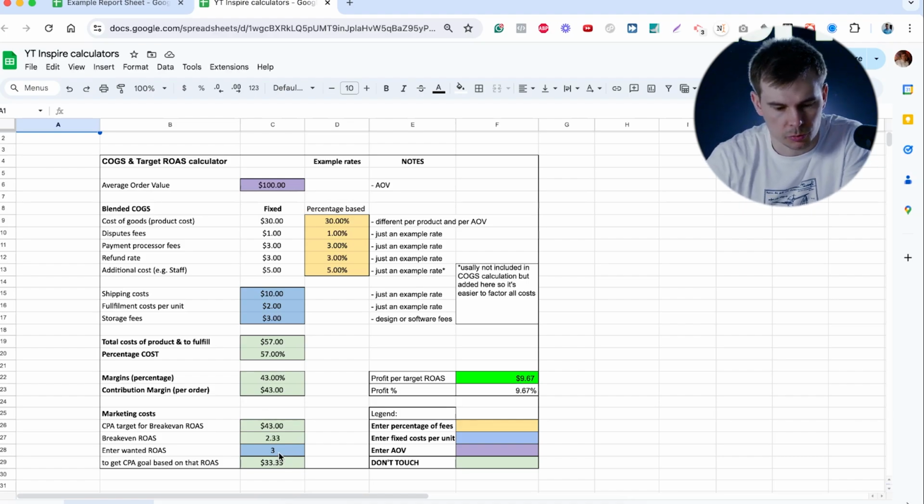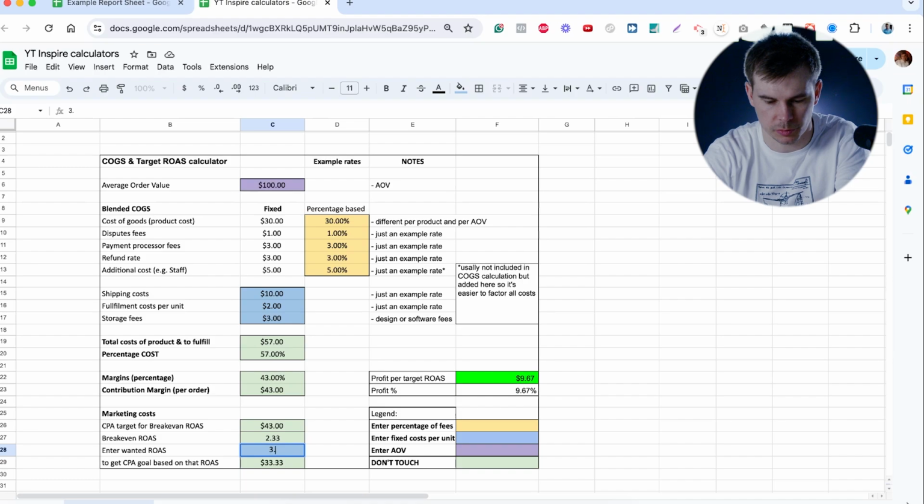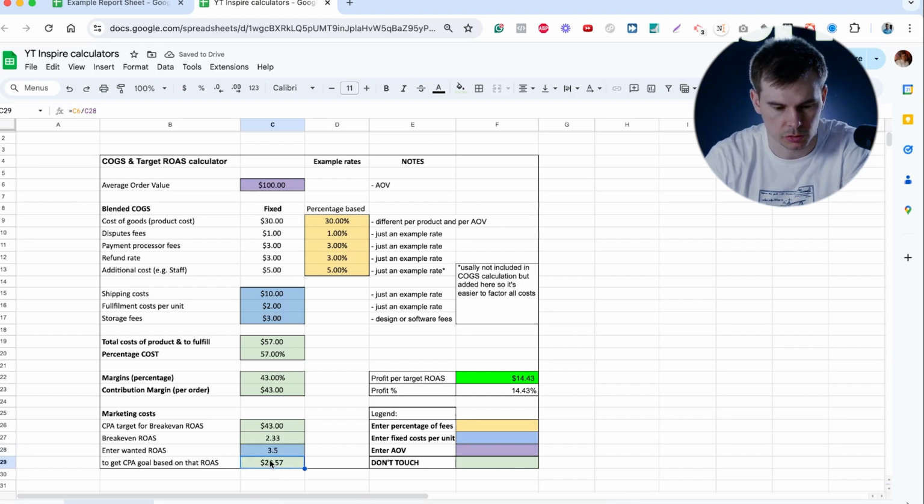So you want to put here what your target ROAS should be. And when you put that, you get the target CPA that you need to hit to actually hit that ROAS. When you hit that ROAS, this is the number that you're taking home for every sale. So in this case, it's almost 10%. Obviously, if you hit ROAS of 3.5, your CPA to hit that ROAS goes down, your profit goes up.